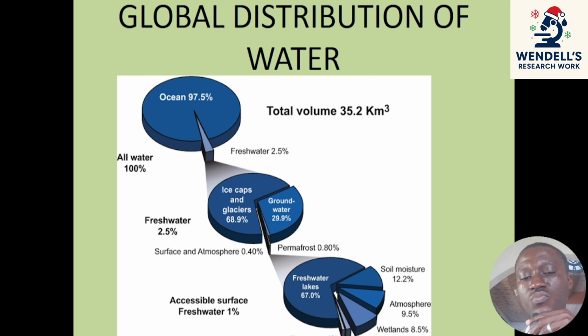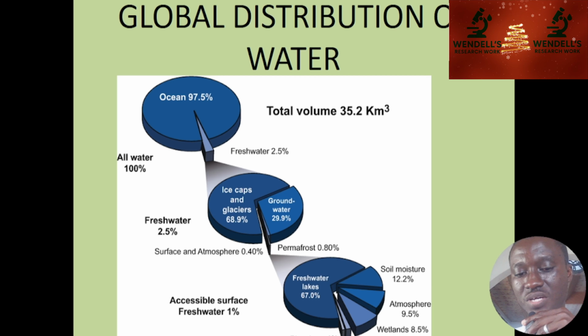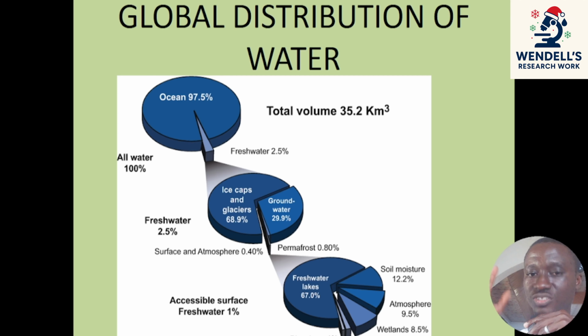Now, with the atmospheric water and the surface water, we have about 67% of it being freshwater in lakes, and then about 12% being soil moisture. We have atmospheric moisture, which is about 9.5%. We have wetlands, which is about 8.5%. We have biosphere, that's water in human beings, in trees and plants and all that, which contributes about 1%. And all the rivers that we have globally contribute about 1.6% in all this. So from this, you realize that the largest fresh water available to mankind is groundwater. That is why we need not to joke with it.